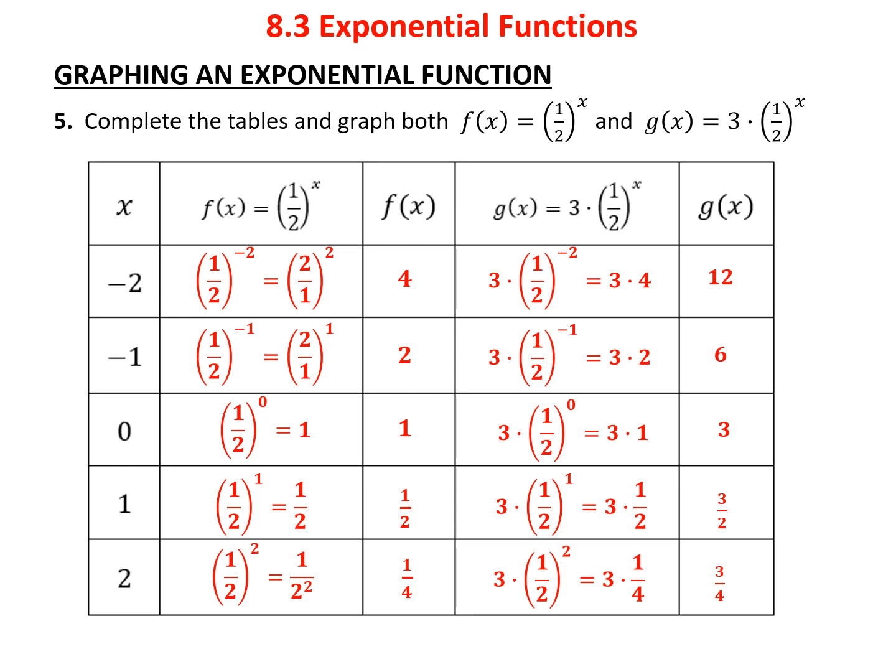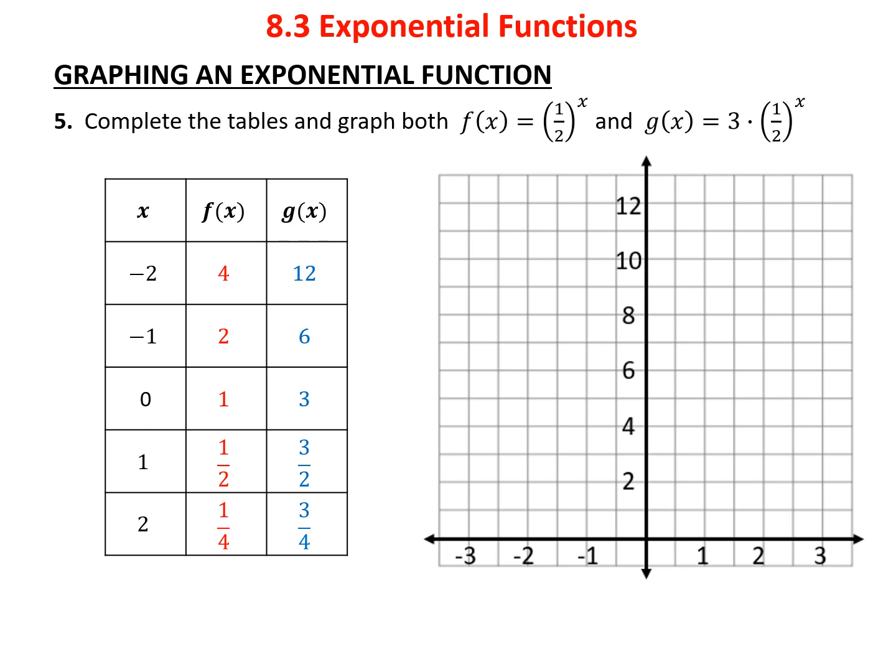So let's move on to graph it. So here I've put the results of our table from the previous slide so you can see them, and we're simply going to graph them. So we'll start with f of x. We have -2, 4; -1, 2; 0, 1; 1, 1/2; and 2, 1/4. And then we draw our line again.